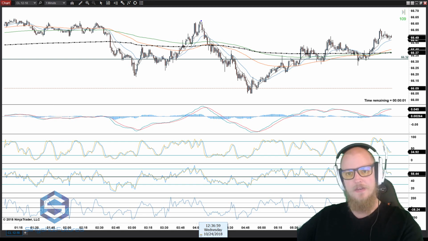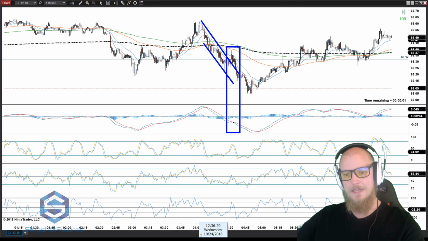So what do we have, right? We have a strong move to the downside. We have a counter move against that, but we look at the MACD, and if I put a box around this pullback, the MACD did not cross. Check number 1, right? That's good.